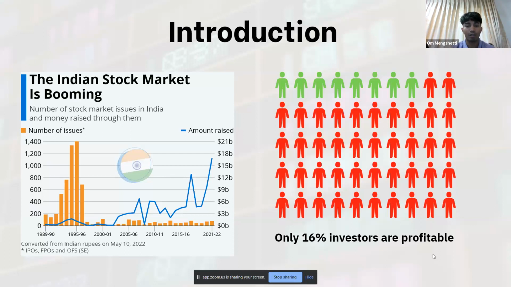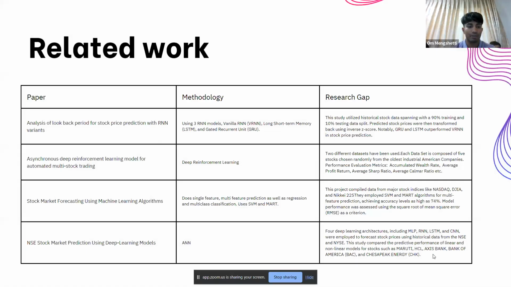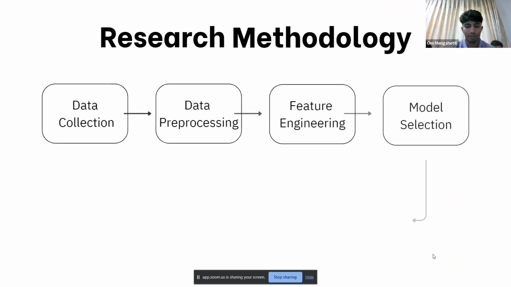Our related work includes some papers in which we studied the price prediction that they have done for the stock market, and a majority chunk of them have been observed for the New York exchange, the Nasdaq, but very minimal papers were researched on the Indian stock market. So our case study, our methodology, is to implement the algorithms on the Indian stock market data, which we are borrowing from the NSE, the National Stock Exchange of India, and we will be working on them.